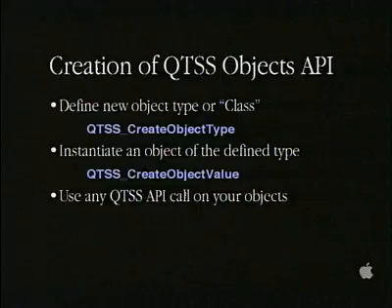Now you want to create these QTSS objects, but how do you do it? As I said earlier, the concept of objects is very similar to objects in object-oriented programming. So just as you would first define a class when you want to create objects, you would create a new object type in QTSS. You would define this new object type using the create object type call. And in object-oriented programming, once you define a class, you need to instantiate an object of that class to do anything. It's the same analogy here: you instantiate an object of the newly defined type, and you do so by using the create object value call.